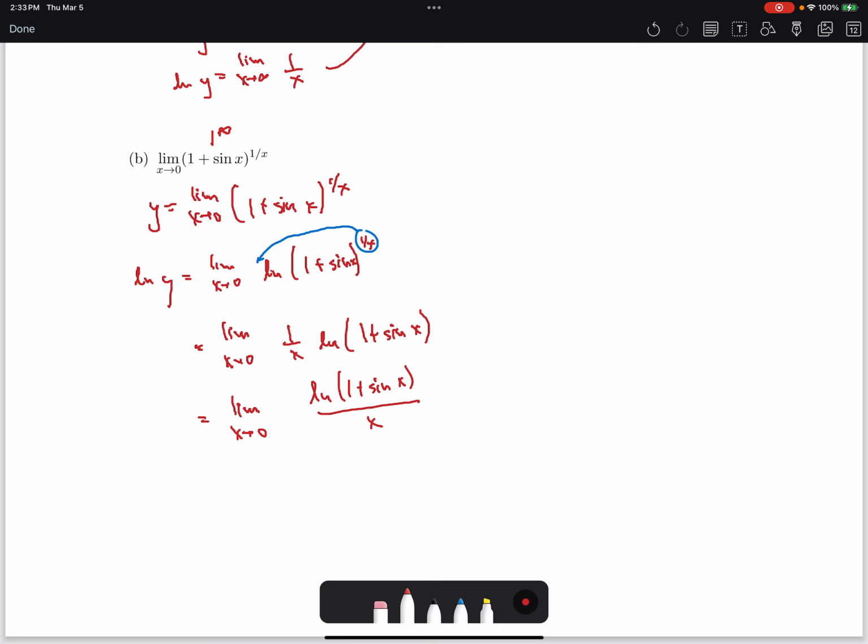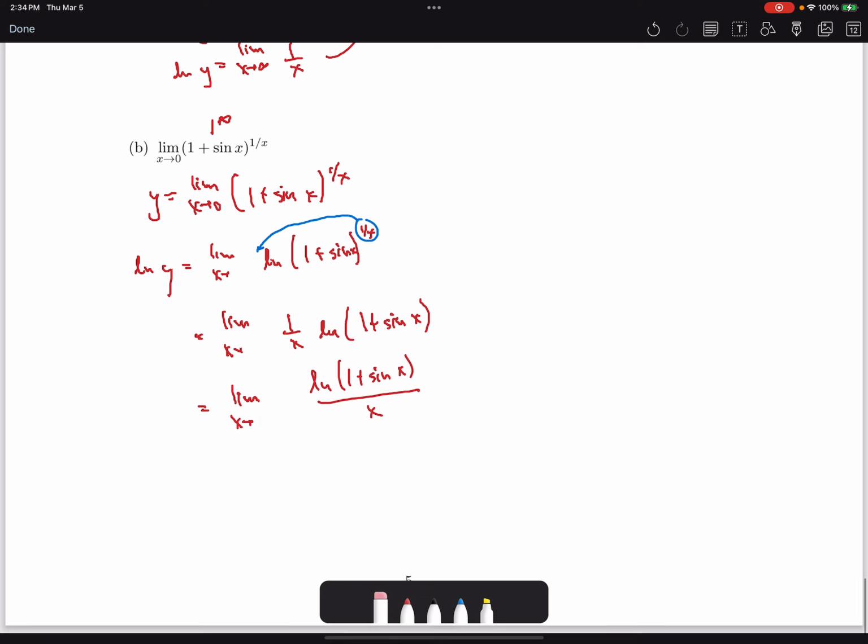All right, after using properties of logarithms to rewrite the expression, we end up with this scenario. ln of 1 plus sine x over x. If we let x go to 0, sine x will go to 0, and 1 plus 0 will be 1, and ln of 1 would be 0. So this entire numerator goes to 0, and of course, so does the denominator. And so we can apply L'Hopital, right? We haven't applied it yet, but we can go ahead and apply L'Hopital.